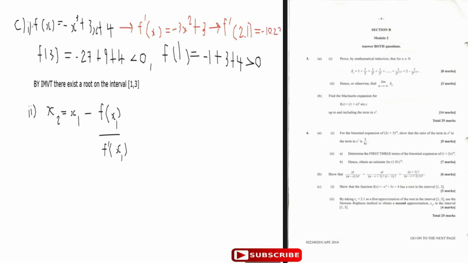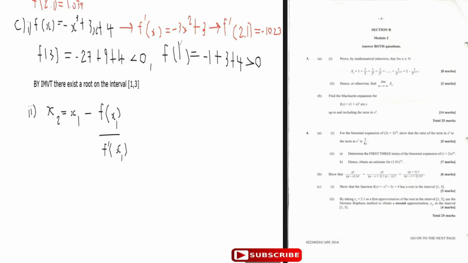You can also go ahead and find f of 2.1 here. f of 2.1 is going to be equal to plugging in 2.1 here. So it's minus 2.1 cubed plus 3 times 2.1 plus 4. I'm getting 1.039.